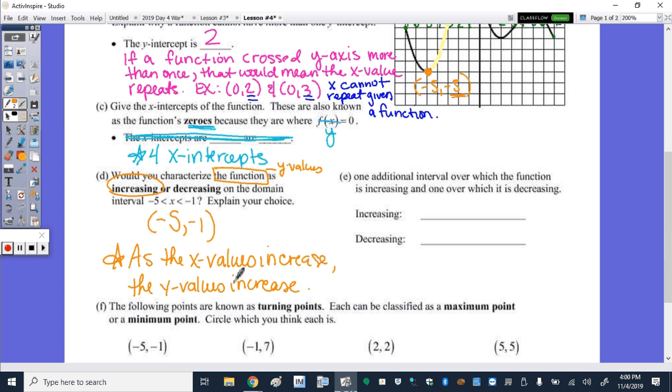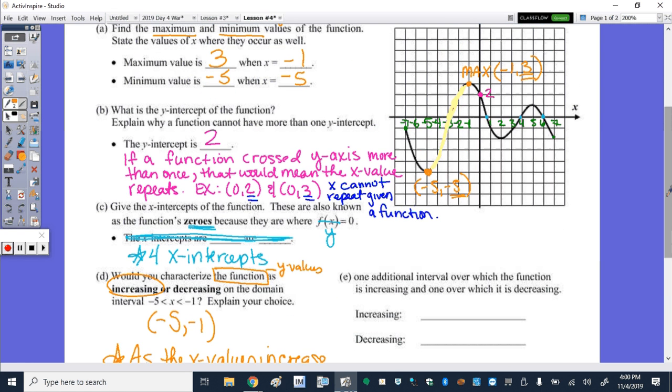Okay? And then in part E, we're going to name one additional interval over which the function's increasing and then decreasing. So let's go back up. One other place where it's going up. So I'm going to say from here to here, our y values are going up. Here's a y value of negative 2. That's the point 2, negative 2. And then we go to the point 5, 1. Our y values got bigger. Okay? So I'm going to put here from 2 less than x less than 5.